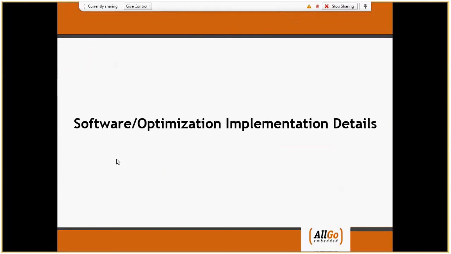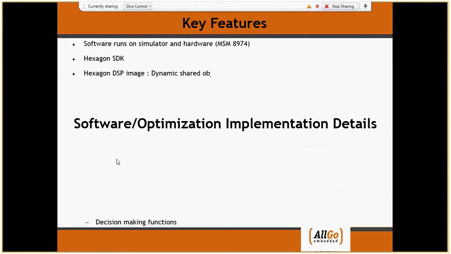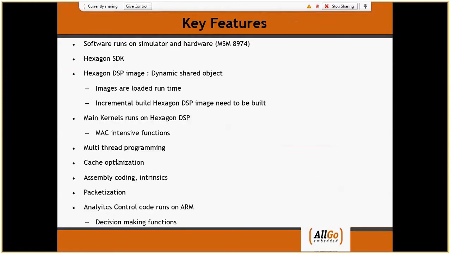So this is a basic split of ARM and DSP, and why we took this approach. Later we have the software optimization implementation details. Basically it talks about how we developed this software. Some of the key features of this software: the software runs both on simulator and hardware. We have tested it on 8974 hardware, MSM 8974. We have developed this on the Hexagon SDK.